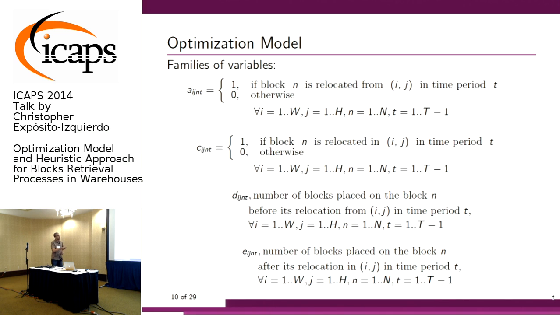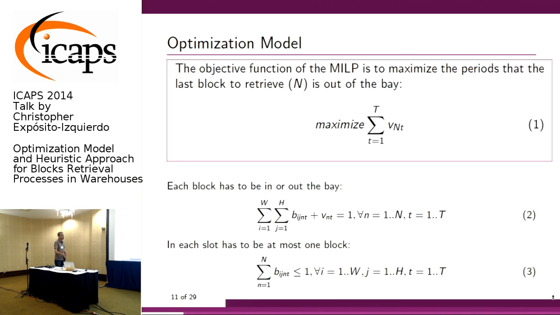On the other hand, we have families of variables that indicate if a block is relocated from or into a given slot of the bay, and that indicate the number of blocks placed above a given block before and after a relocation movement.